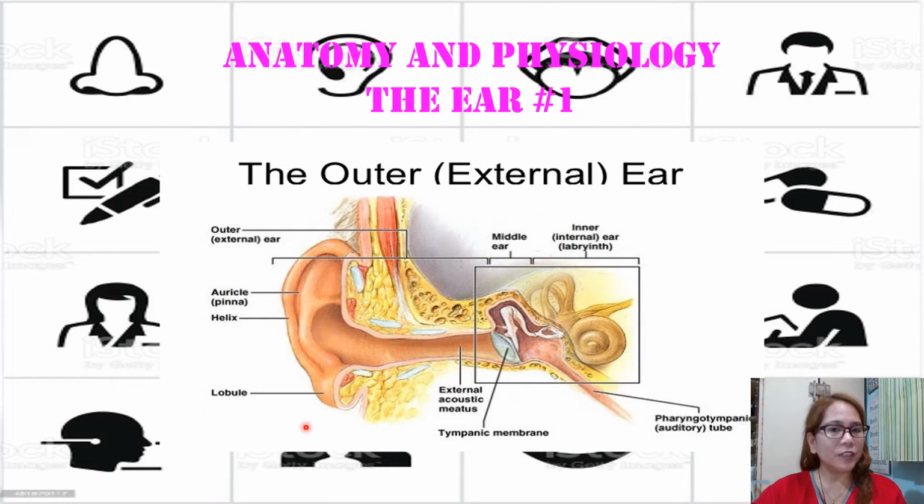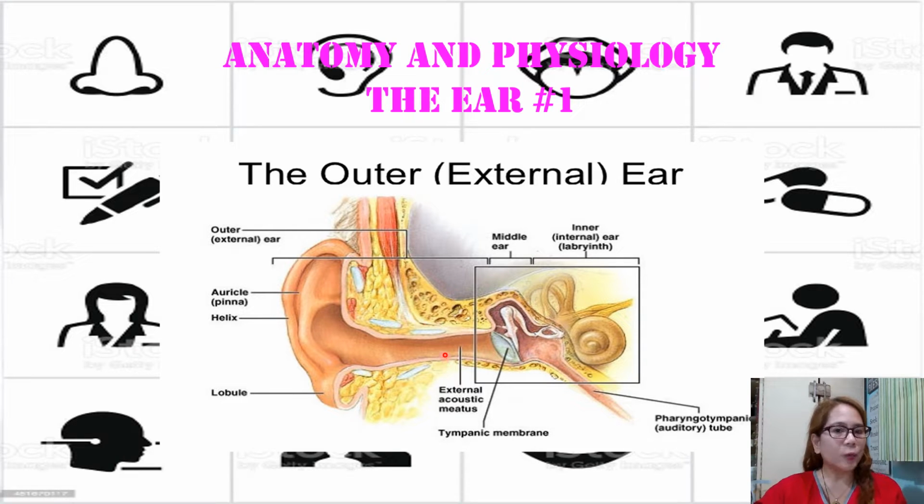To continue with the review of your anatomy and physiology, our ear is divided into three parts. You have the outer ear or what we call your external ear, and you have your middle ear, and then your inner ear, or the internal ear or your labyrinth. So, your outer ear is composed of the pinna and the external ear canal, or what we call the external ear meatus or external acoustic meatus.